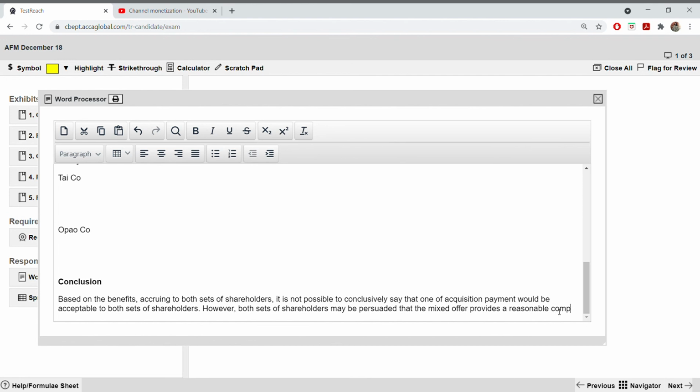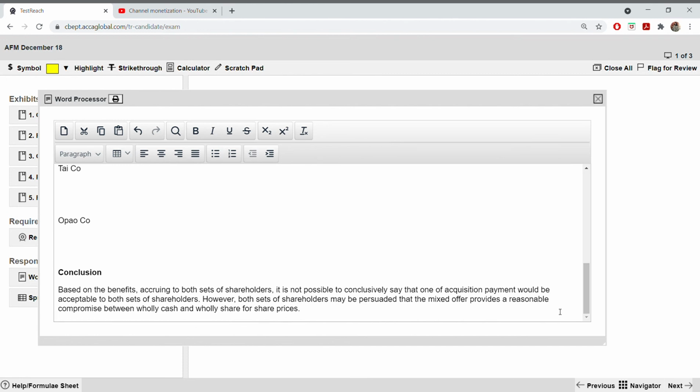Reasonable compromise. Compromise, okay? Between wholly cash and wholly, sorry, it's double L, share for share prices. Once you read, make sure you read your conclusion to yourself, okay? So that you can see any mistakes also. Both sides of shareholders may be persuaded that the mixed offer provides a reasonable compromise between wholly cash and this one. Something reasonable, right, between the two for both the parties.